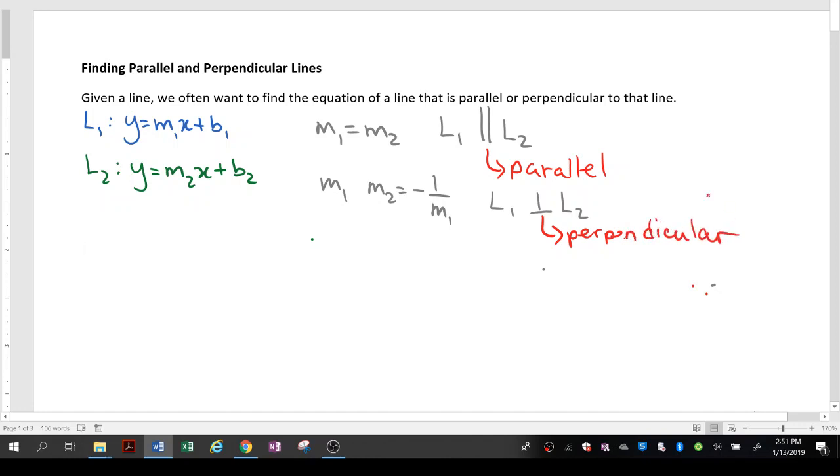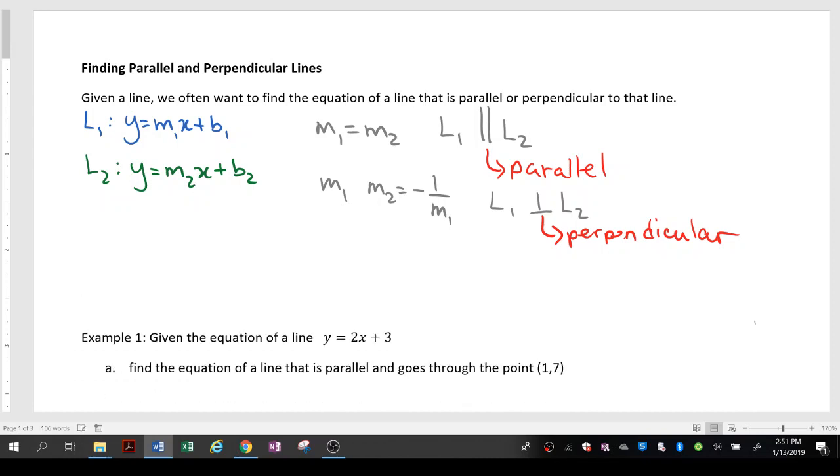Okay? So when we are given a line and we want to find a line that is parallel or perpendicular, we can do that by looking at the slope of that line. Then we need a second point in order to find the y-intercept. So let's go ahead and look at some examples of that.